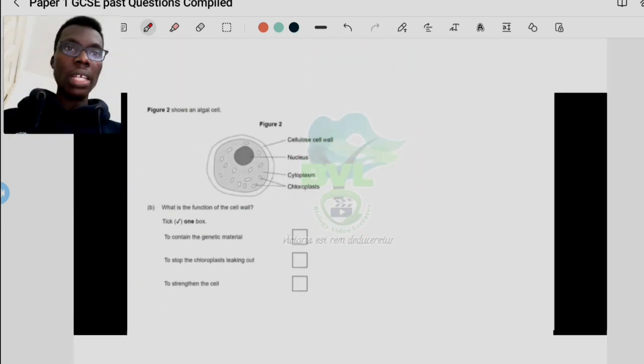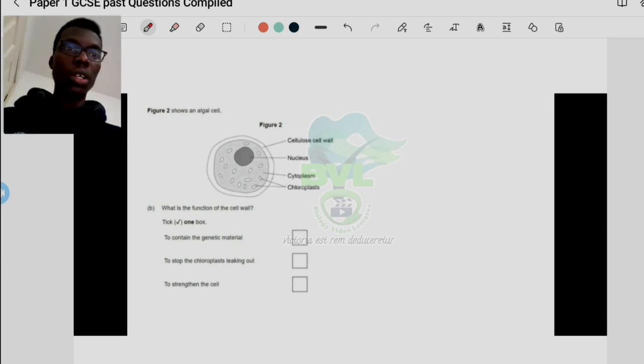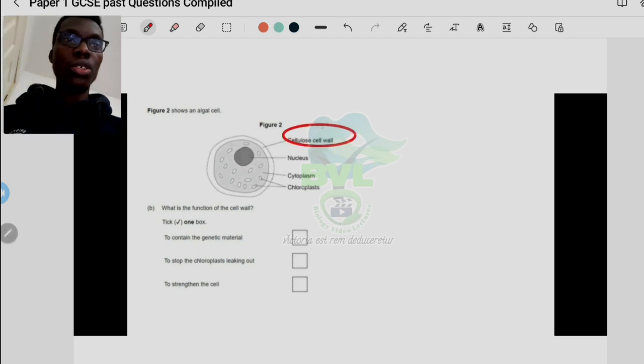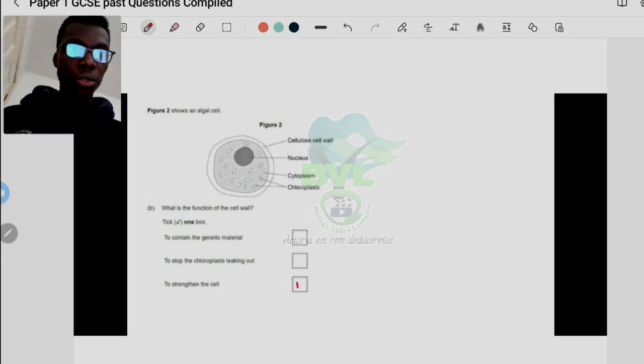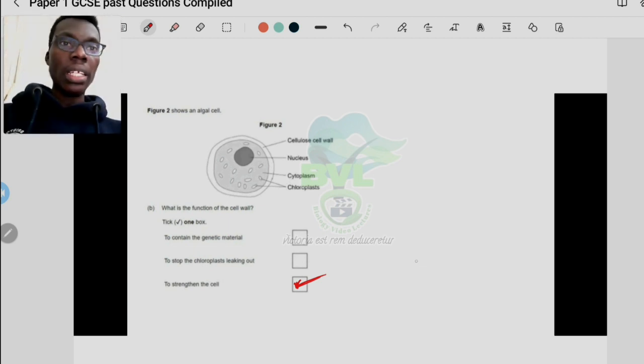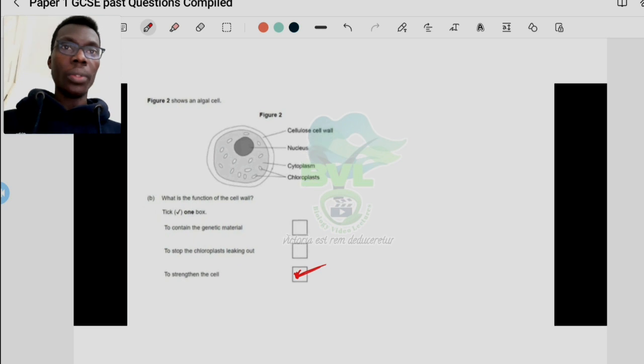So the next question says, what is the function of the cell wall? You're meant to tick one. Of course, this is the cell wall in the cell. Well, the function of the cell wall is to strengthen the cell. The other options are things like containing the genetic material, which would be the nucleus and all of that. So let's move on.